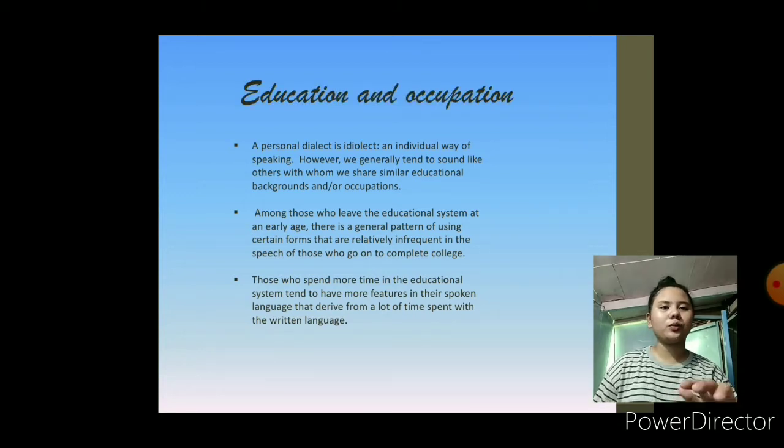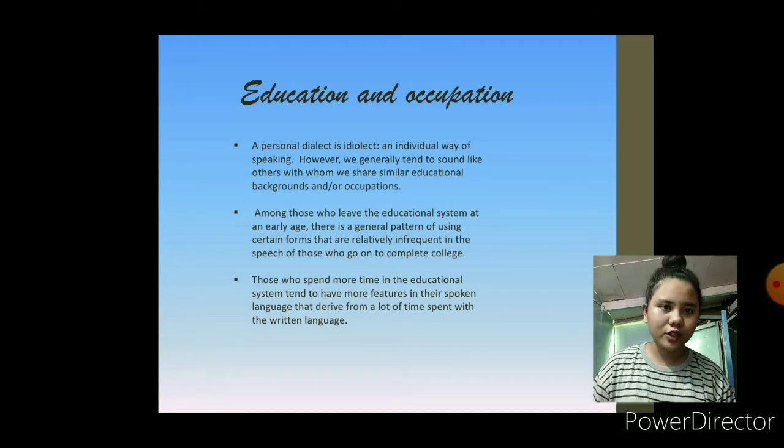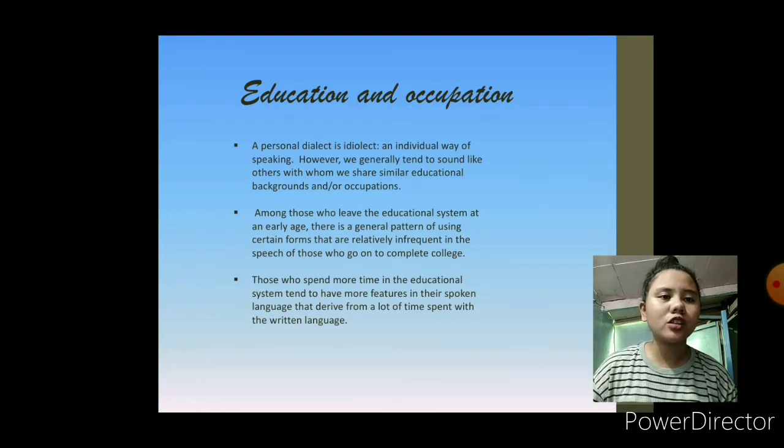Education and occupation. A personal dialect is an idiolect, an individual way of speaking. However, we generally tend to sound like others with whom we share a similar educational background and occupation. Among those who leave the educational system at an early age, there is a general pattern of using certain forms that are relatively infrequent in the speech of those who go on to complete college. Those who spend more time in the educational system tend to have more features in their spoken language that derive from a lot of time spent in written language.